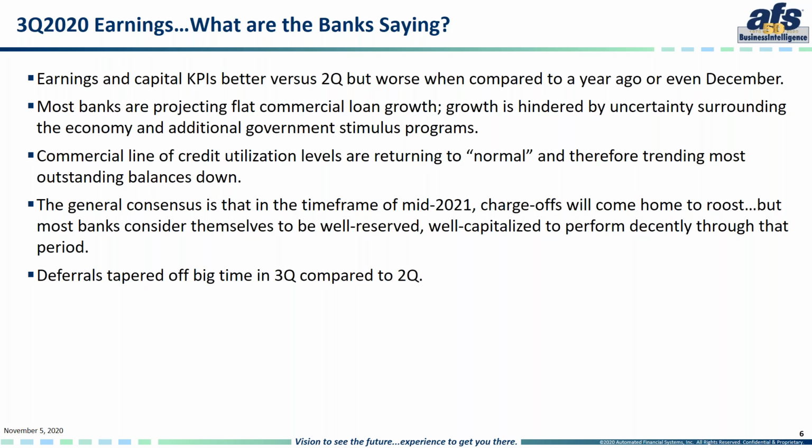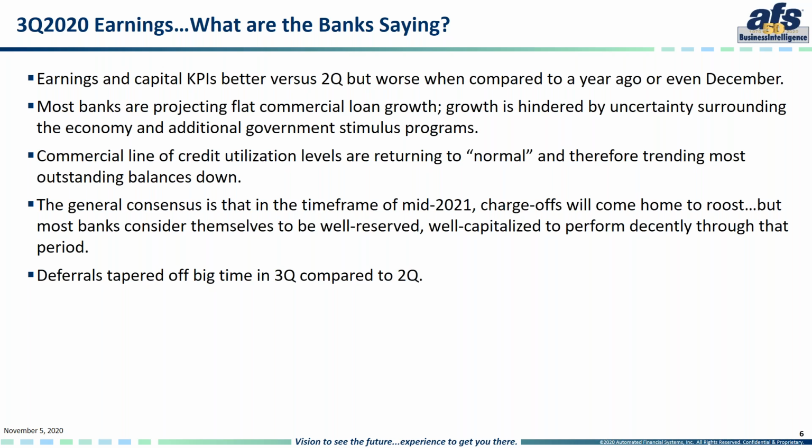First, by almost any capital and earnings measure, 3Q was a better quarter for the banking industry than 2Q, knowing that 2Q set the bar very low. And significant headwinds for loan growth persist, the most pressing being the risk that government fails to deliver another round of stimulus.